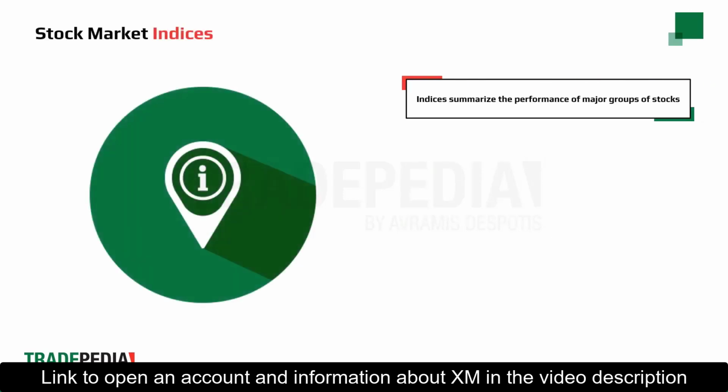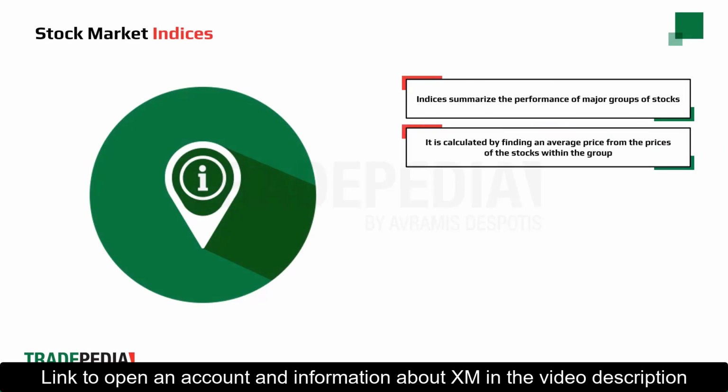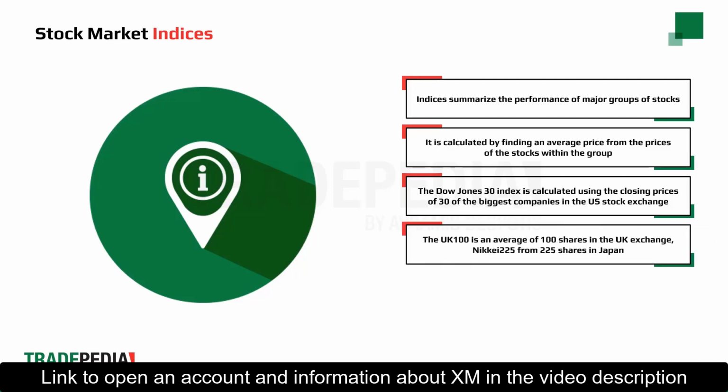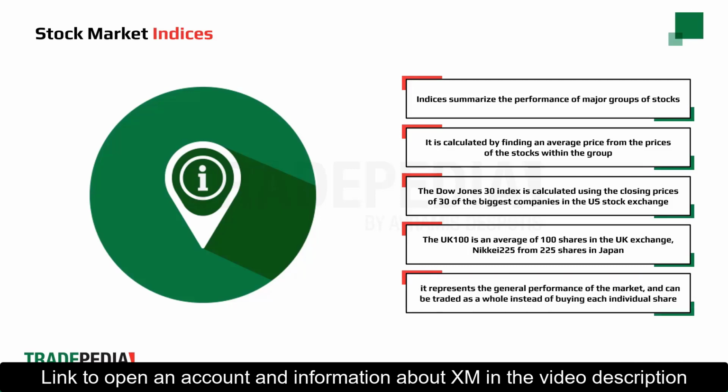Stock market indices summarize the performance of major groups of stocks. It is calculated by finding an average price from the prices of the stocks within the group. For example, the Dow Jones 30 Index is calculated using the closing prices of 30 of the biggest companies in the U.S. stock exchange. The UK 100 is an average of 100 shares in the UK exchange, Nikkei 225 from 225 shares in Japan, and so on. It represents the general performance of the market and can be traded as a whole instead of buying each individual share in the group.